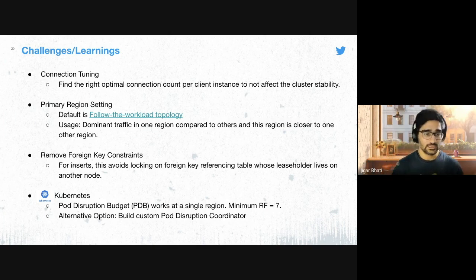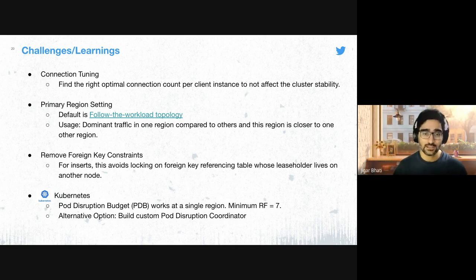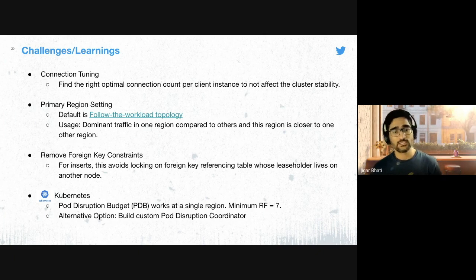And from the Kubernetes perspective, as I said, I'll be talking about why we chose RF 7. The reason being the pod disruption budget that is defined is at a single region level. Let's say we have 3 regions, then it is quite possible that one node in each region can be taken down for maintenance purposes. So we need at least 4 more to satisfy the quorum. And that's why we went ahead with RF equal to 7.